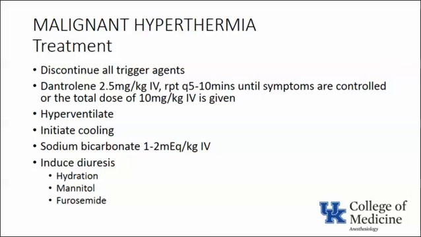Treatment: discontinue all triggering agents. Start dantrolene 2.5 milligrams per kilo. You give them IV every 5 to 10 minutes until symptoms subside, or you've given them about 10 milligrams per kilo. Hyperventilate, initiate cooling, start bicarb. 1 to 2 milliequivalents per kilo is usually the first dose that you'd give, and repeat it as necessary. Induce diuresis in these kids. Make sure that they're well hydrated. Give mannitol if necessary, and Lasix if necessary.